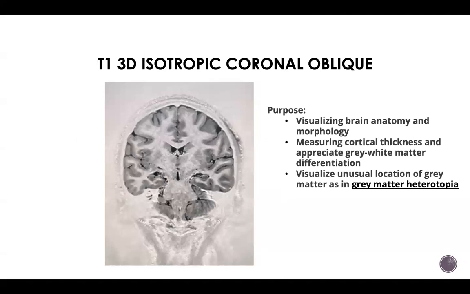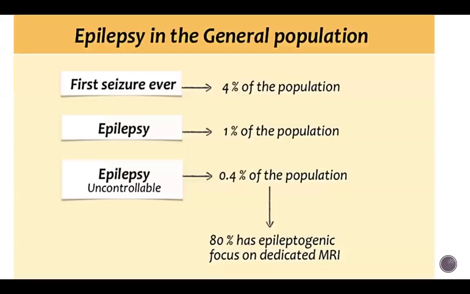The other important sequence that is added in epilepsy protocol is the T1 3D isotropic coronal oblique. The purpose of this is for visualization of the brain anatomy and morphology. And it is also important to measure the cortical thickness and appreciate the gray white matter differentiation, as it is of very thin cut. It is also used to visualize the unusual location of gray matter, as in heterotopias.